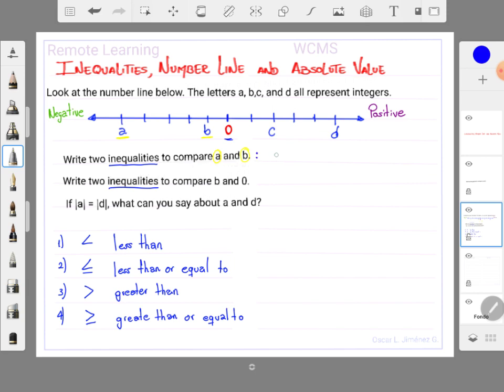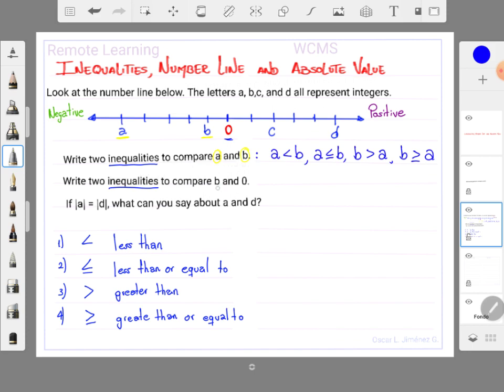So this is the first inequality that we can write right here. A is less than B because A is on the left of the number B. Also, you can write A is less than or equal to B. Also, you have two other inequalities that you can write: greater than and greater than or equal to. But pay attention to what letters we have here. Which number is greater? Is B greater than A or is A greater than B? Of course, B is greater than A or B is greater than or equal to A. Good job.